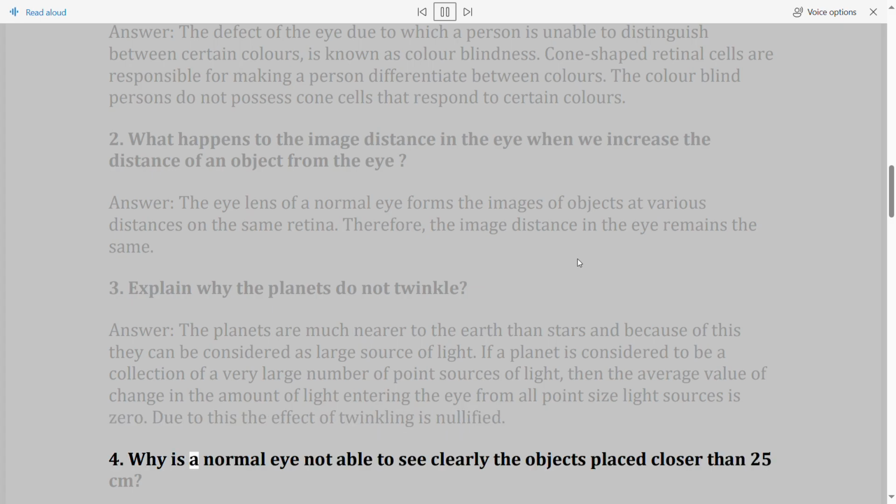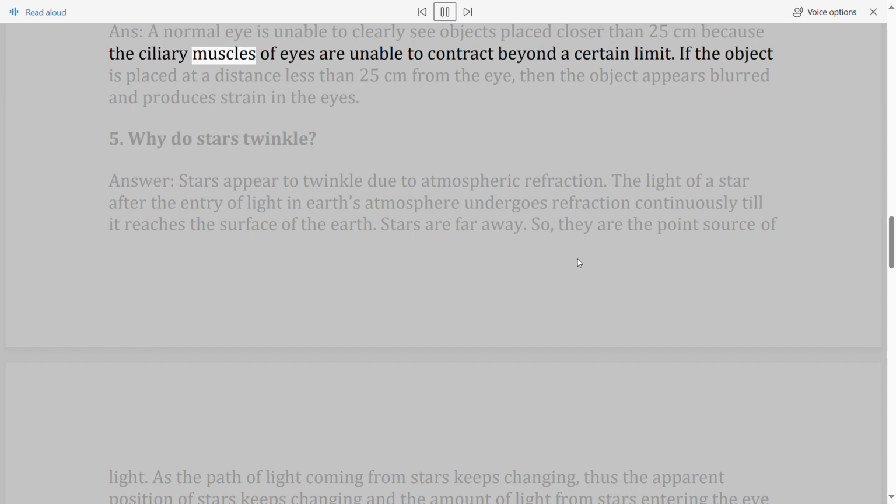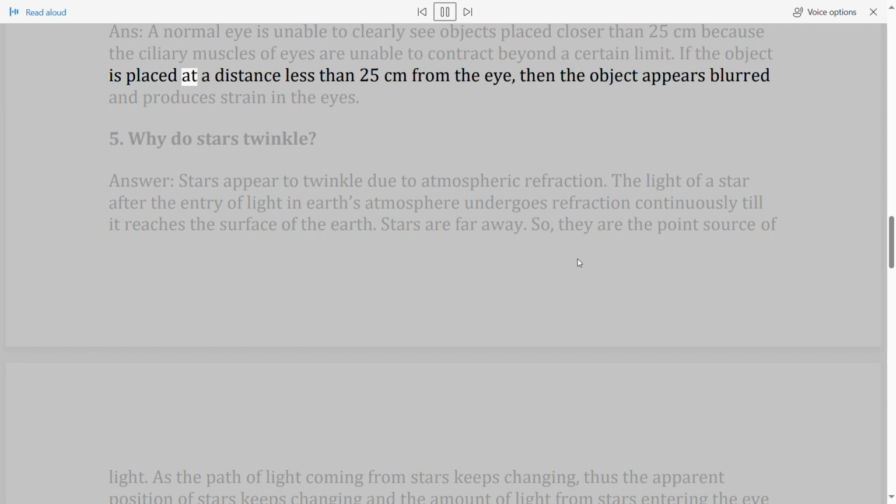4. Why is a normal eye not able to see clearly the objects placed closer than 25 cm? A normal eye is unable to clearly see objects placed closer than 25 centimeters because the ciliary muscles of eyes are unable to contract beyond a certain limit. If the object is placed at a distance less than 25 centimeters from the eye, then the object appears blurred and produces strain in the eyes.